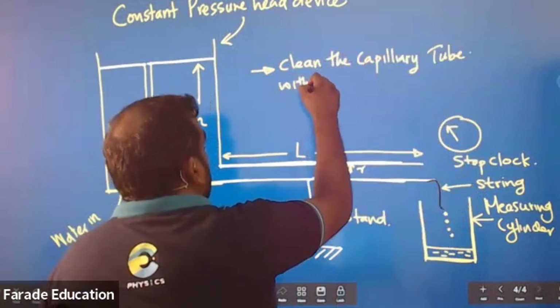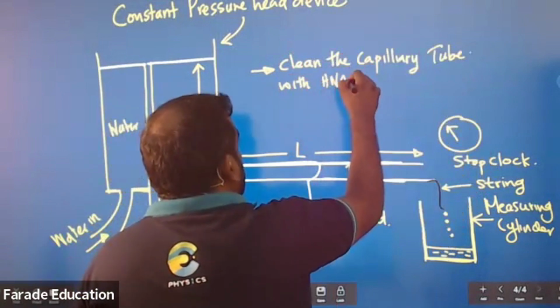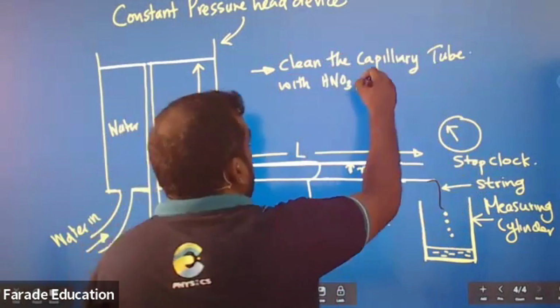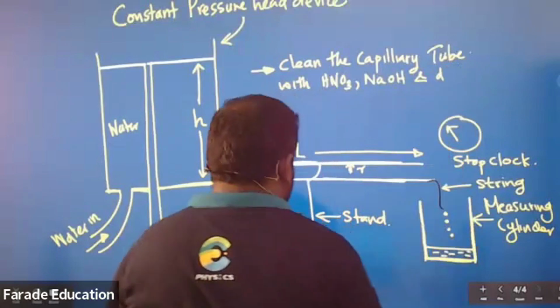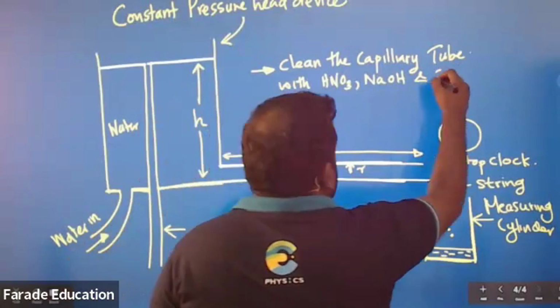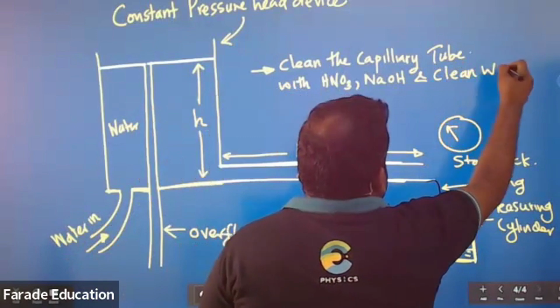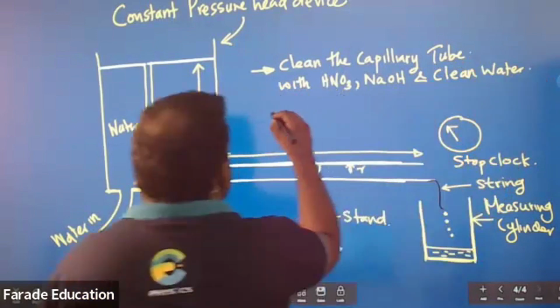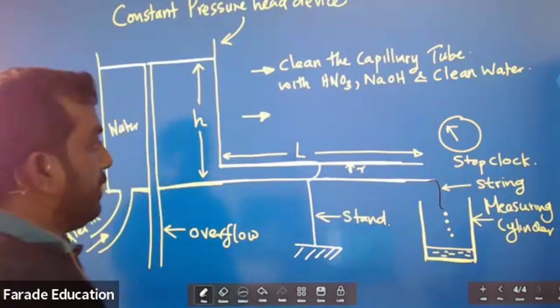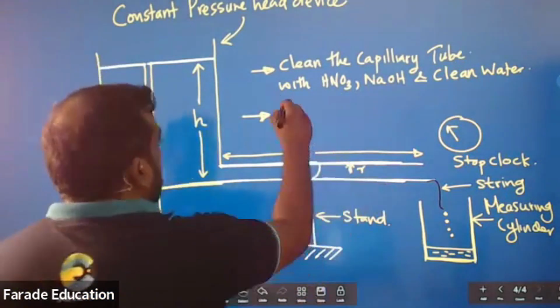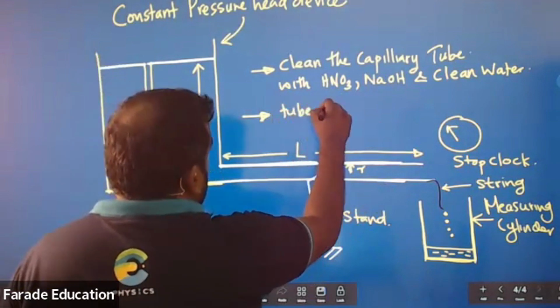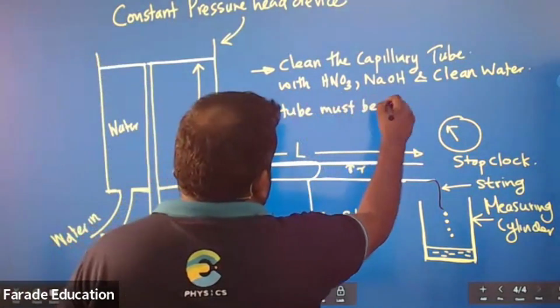With nitric acid or HCl, sodium hydroxide, and in water and clean water. Next one, what will you do? Make sure you maintain a constant pressure head. So the tube must be horizontal.